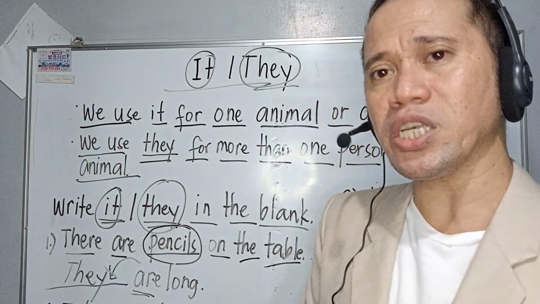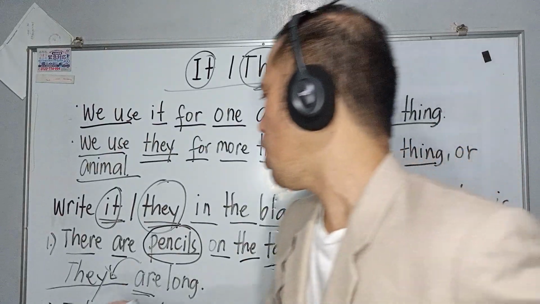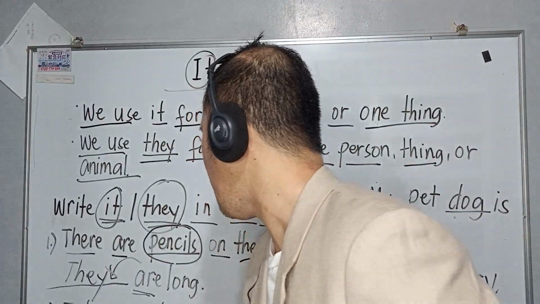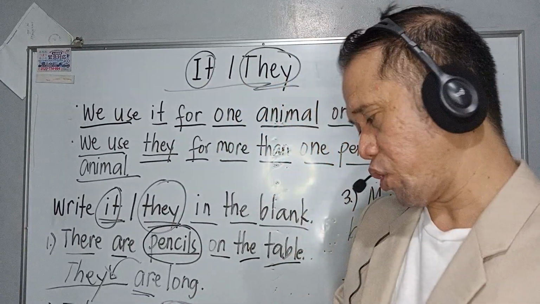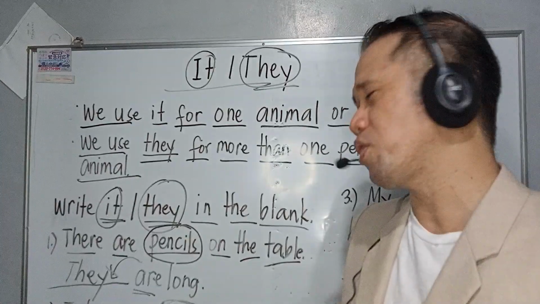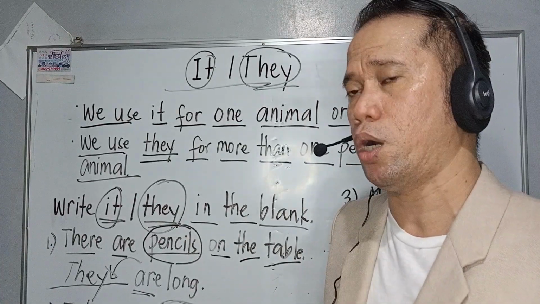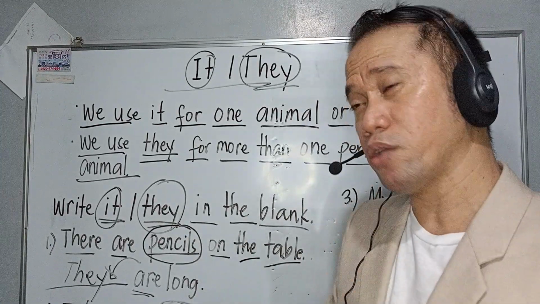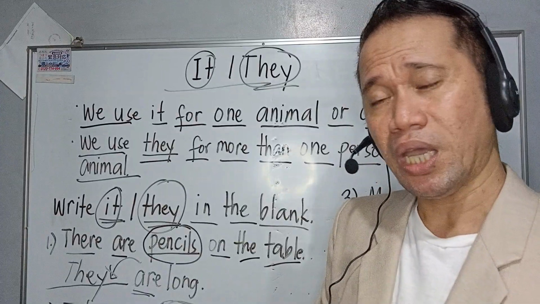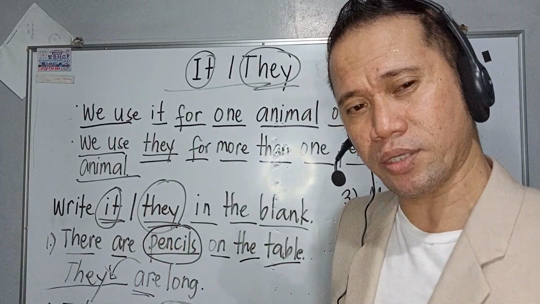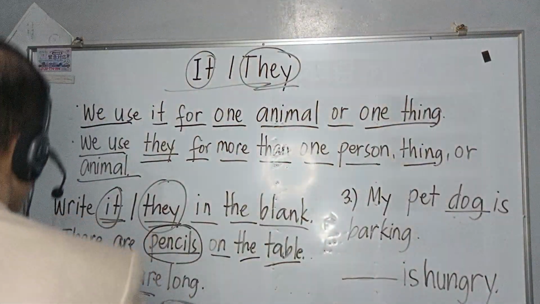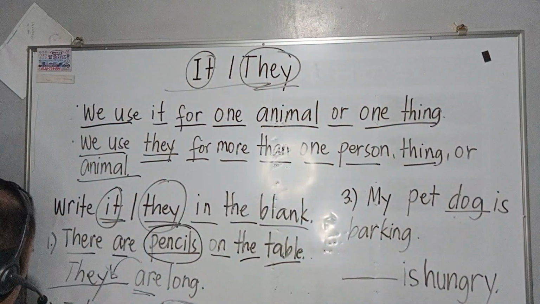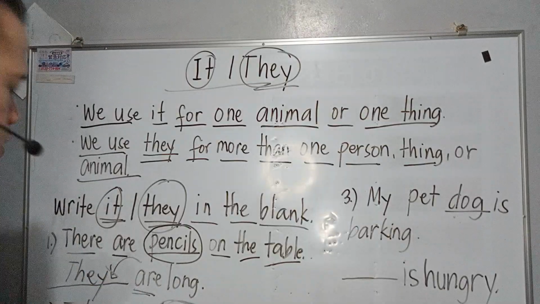Okay? Now let us proceed to number 2. "I have a bag." The one encircled is the word bag. We know that this word bag is singular. That means automatically we're going to use, is it "it" or "they", my dear viewers? Okay, if you choose "it", the answer is correct. Now the sentence goes like this.